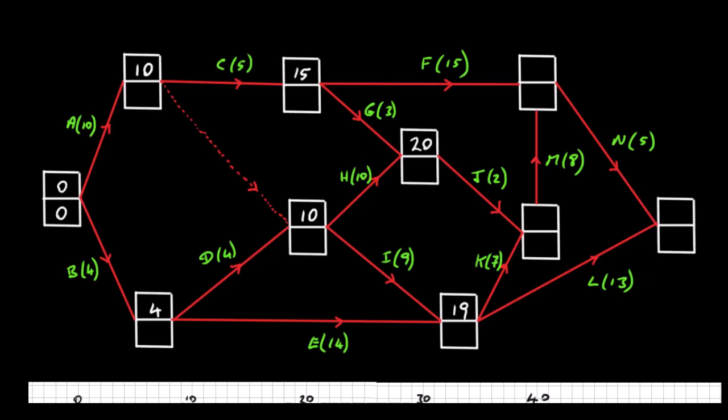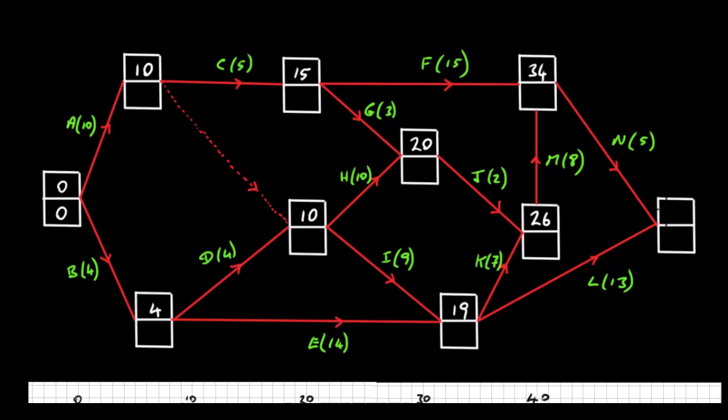Okay, so let's move down to, we'll actually move down here, I think, first. So we've got 20 plus 2, which is 22. We've got 19 plus 7, which is 26. 26 is the larger one, so we're going to put that there. So now we can finally deal with F. So we've got 26 plus 8, that's 34. And we've got 15 plus 15, which is 30. So the larger one, 34, we're going to put in here.